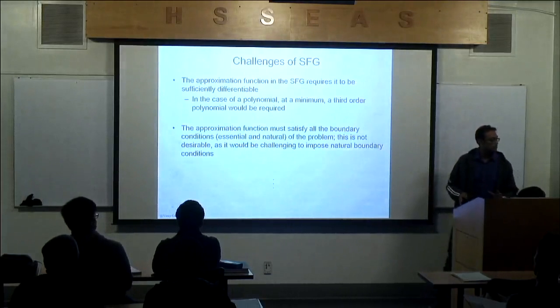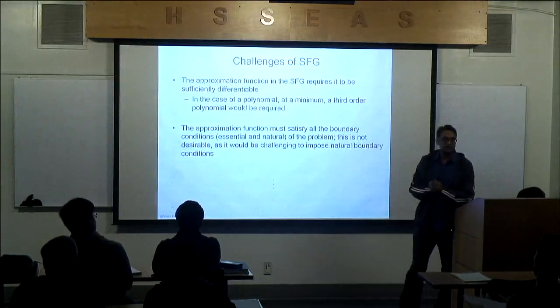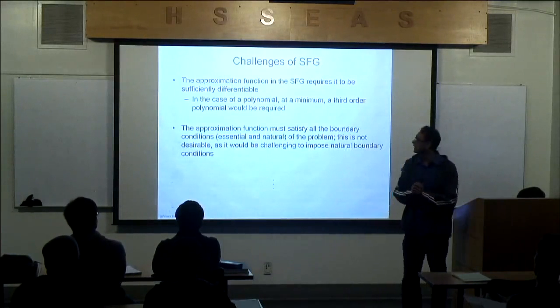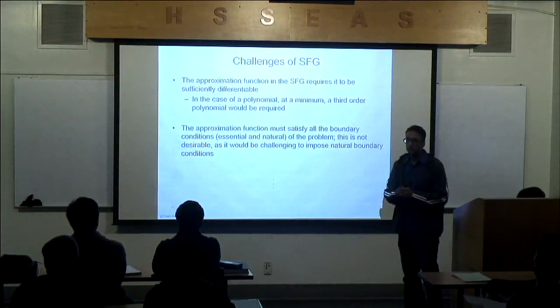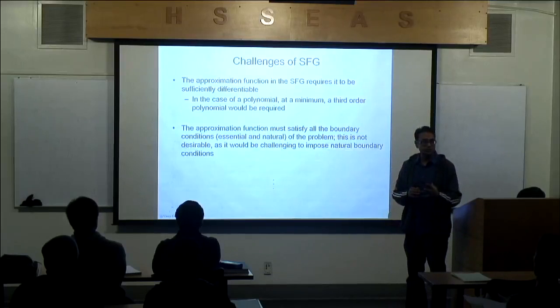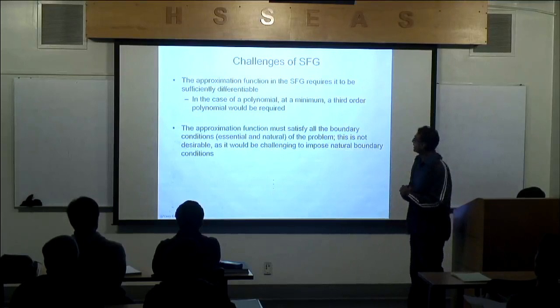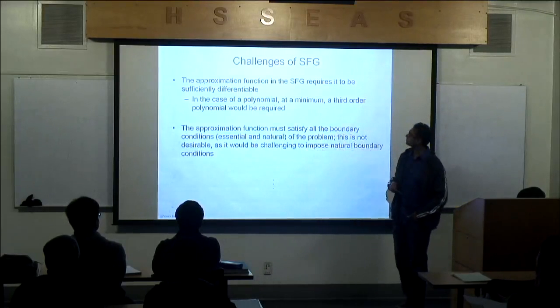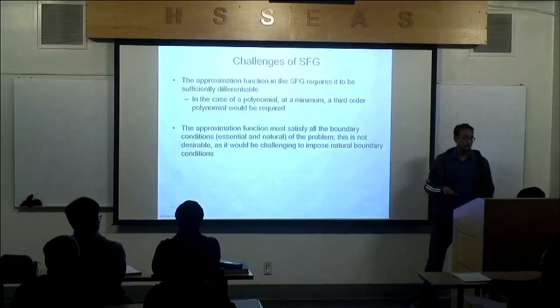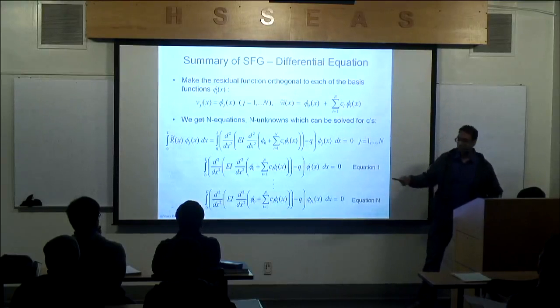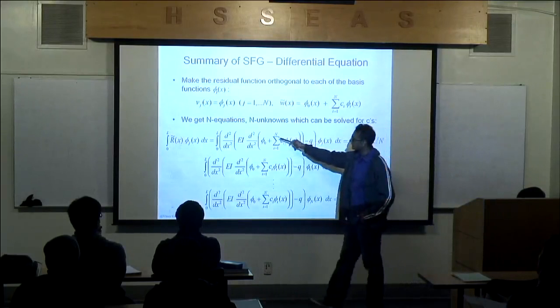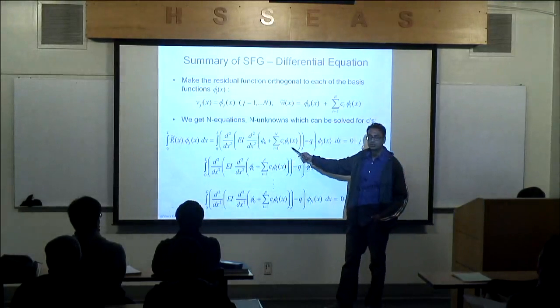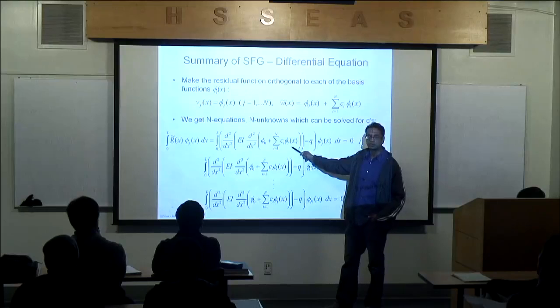But the challenge we talked about in strong form Galerkin is that the approximation function must be sufficiently differentiable. In the case of a polynomial, in the example that we just went through, it will have to be up to an order, what order polynomial, for me to survive these differentiations? What order polynomial can I have here? Minimum. Fourth order, very good.